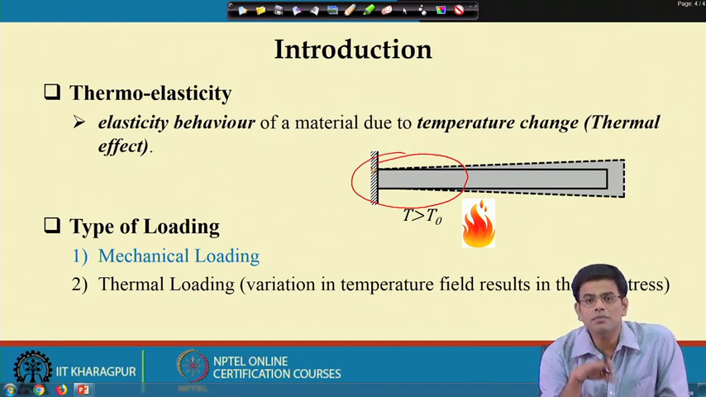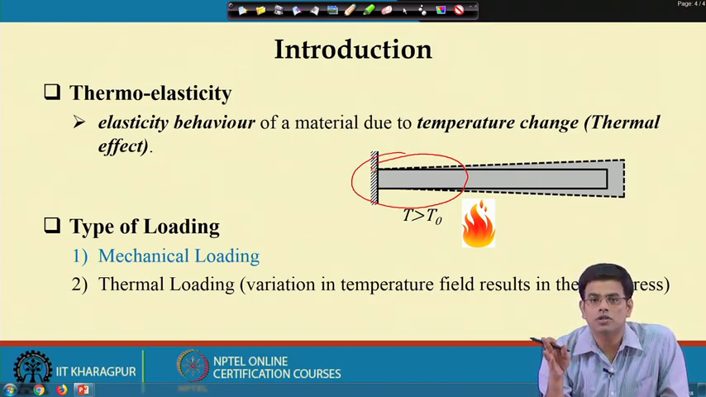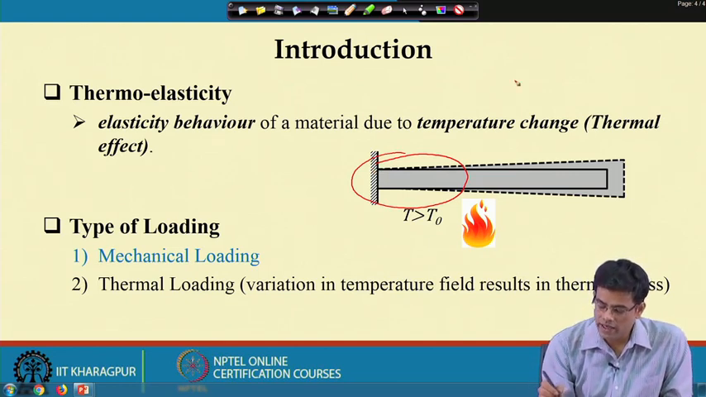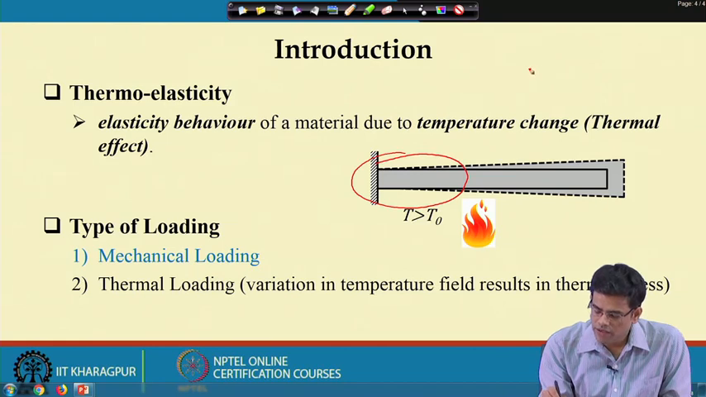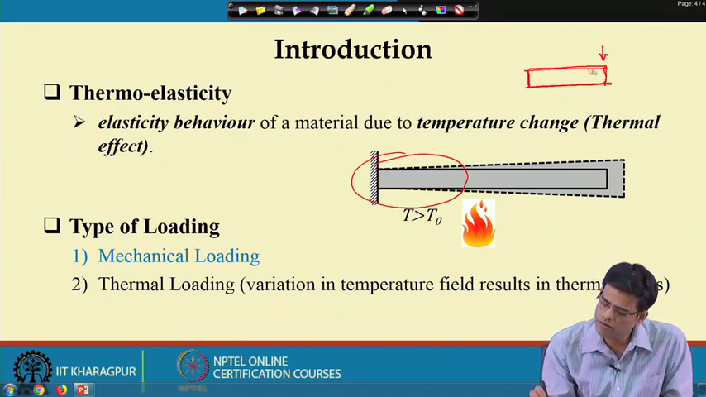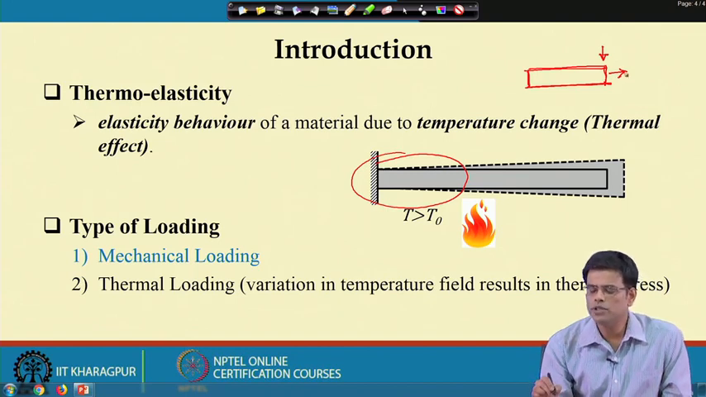Now, this is very similar in fact to a rigid body motion. For instance, in the case of elasticity with purely mechanical loading, suppose this is a bar, and then you give a load here. So, this bar, or beam, whatever it is, you give some load here. So, what will happen to this bar?